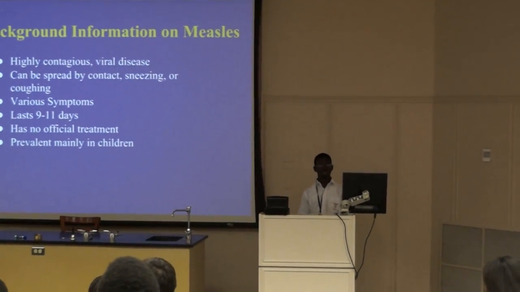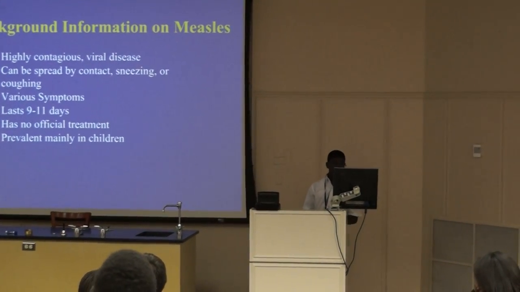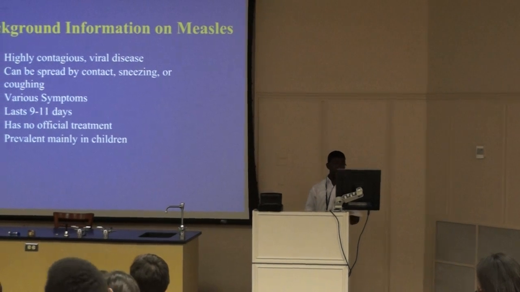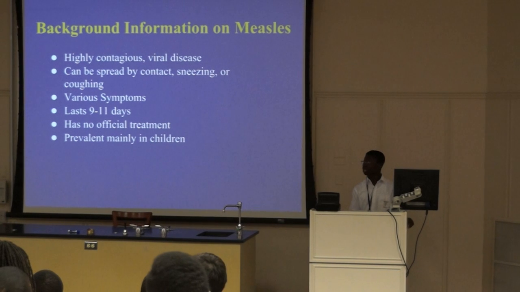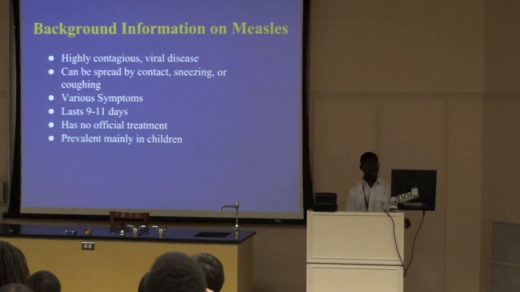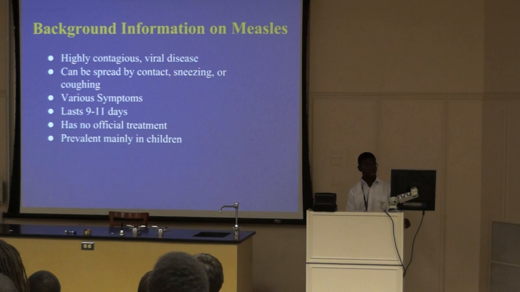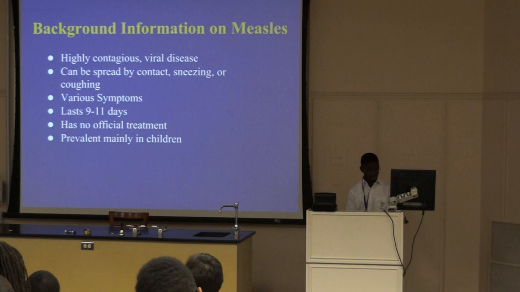Background info on measles. It's a highly contagious viral disease. It can be spread by contact, sneezing, and coughing. It has a lot of symptoms. It lasts over a week, specifically 9 to 11 days. There's no official treatment. The best treatment is actually prevention. And it's prevalent mainly in children, because mothers pass it on to their children when they give birth.